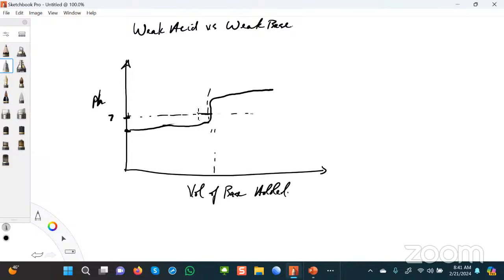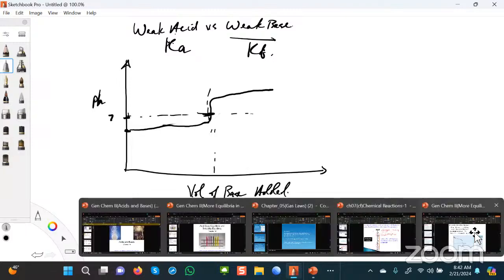Now, where the equivalence point actually occurs on the pH scale depends on which one is stronger. If the weak acid is stronger, then the change will occur below 7. If the weak base is stronger, then the change will occur above 7. So it depends on the comparative magnitudes of Ka for the weak acid and Kb for the weak base. If Ka is larger than Kb, then the pH change will occur below 7. If Kb is larger than Ka, then the pH change will occur above 7. So that's what happens in the case of a weak acid, weak base titration.